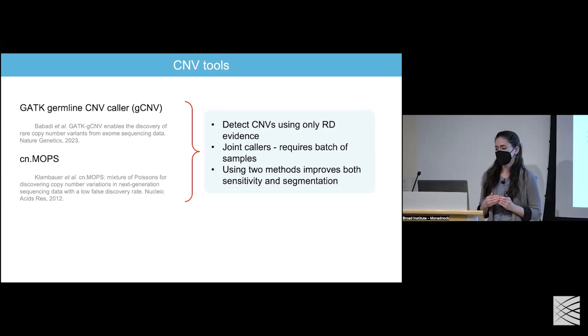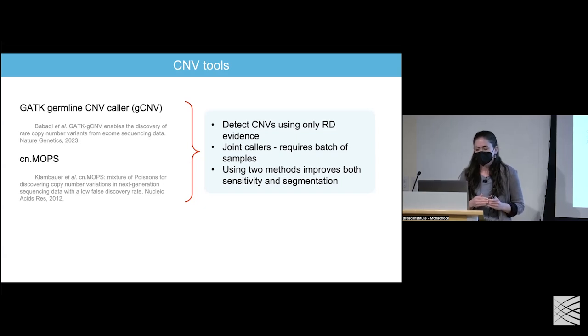Okay, so I mentioned that the previous tools don't take advantage of read depth, so these are the CNV callers that we run. First is GATK germline CNV caller, or gCNV, and then cn.MOPS. And both of these are depth-based CNV callers that require a batch of samples. They do joint calling. And using both of these methods together improves our sensitivity and segmentation.